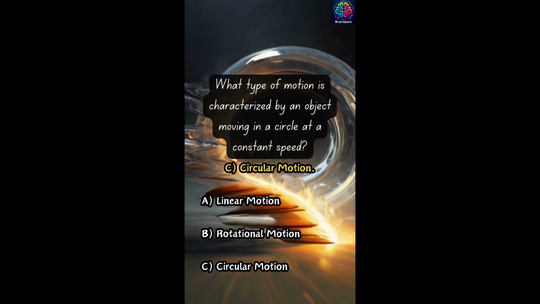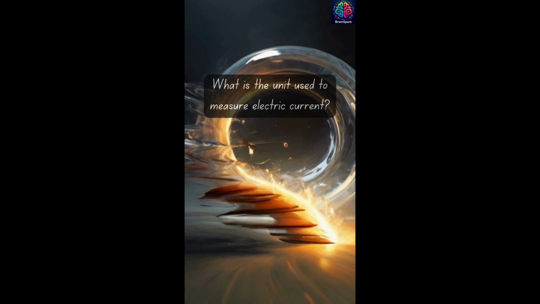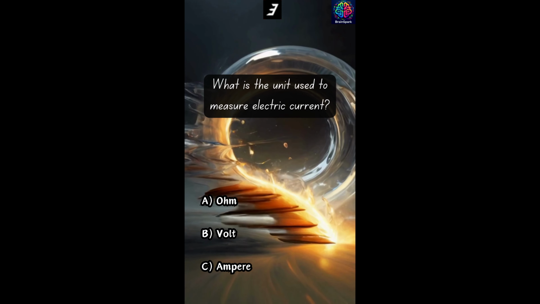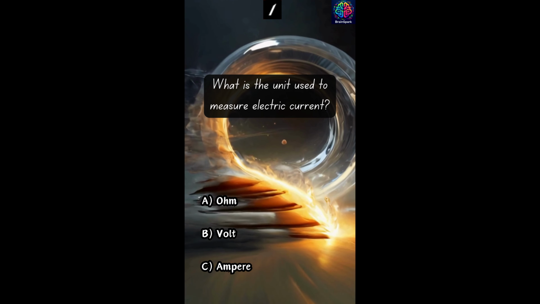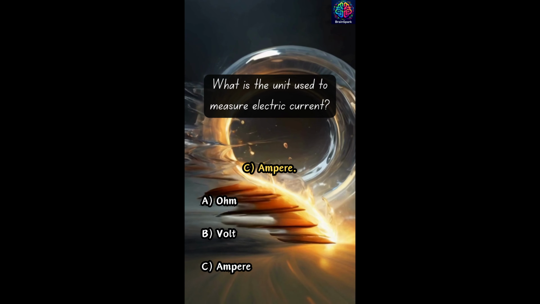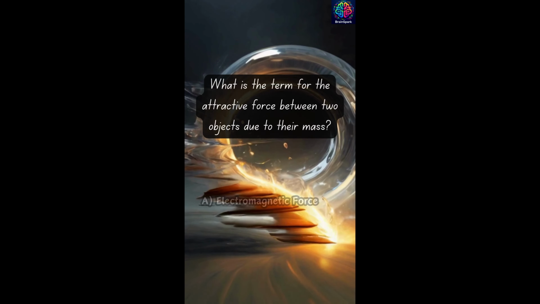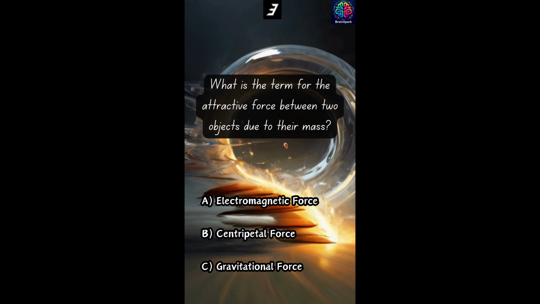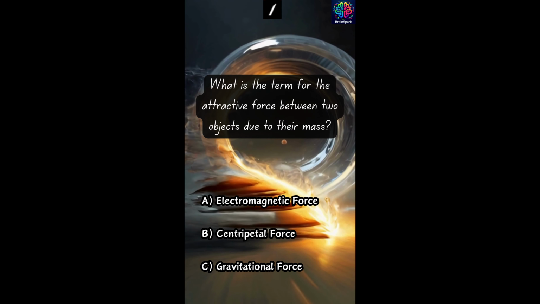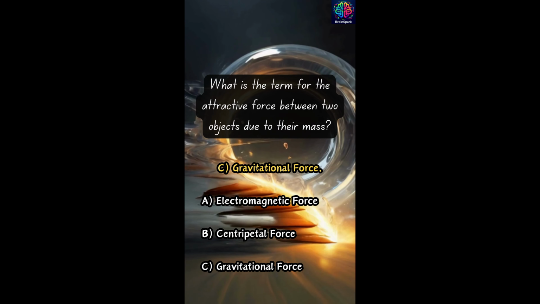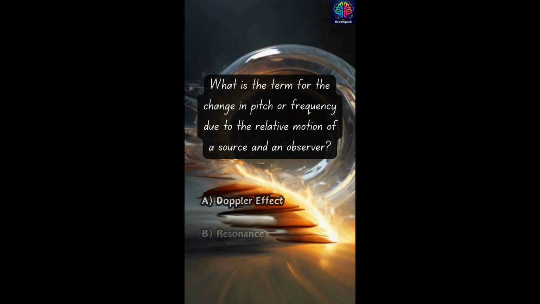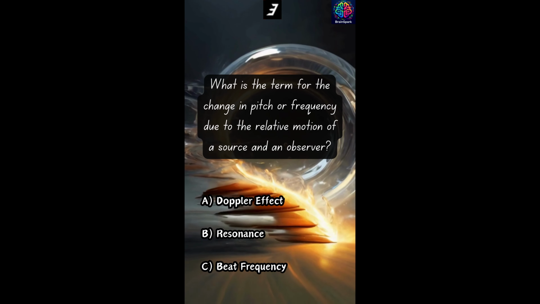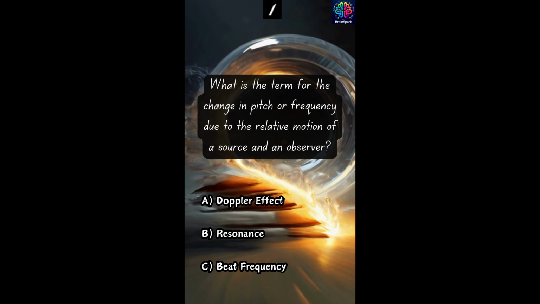C. Circular motion. What is the unit used to measure electric current? C. Ampere. What is the term for the attractive force between 2 objects due to their mass? C. Gravitational force. What is the term for the change in pitch or frequency due to the relative motion of a source and an observer?